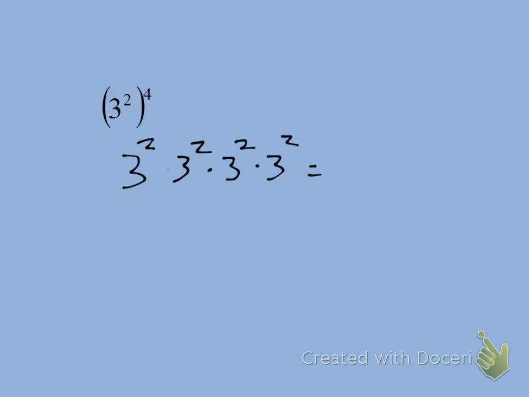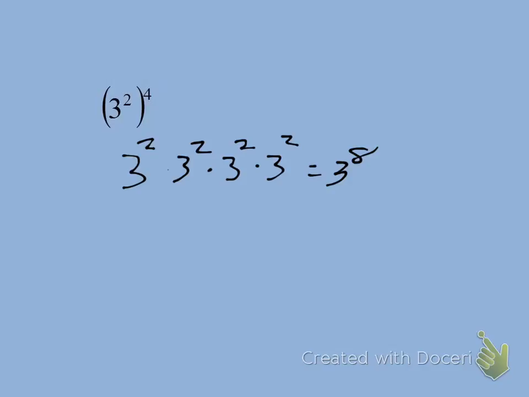And now we have the same base being multiplied together. What do you do with those exponents? You add them together. So what's 2 plus 2 plus 2 plus 2? 8. So the answer is 3 to the 8th. Shortcut is what? Multiply your exponents together.